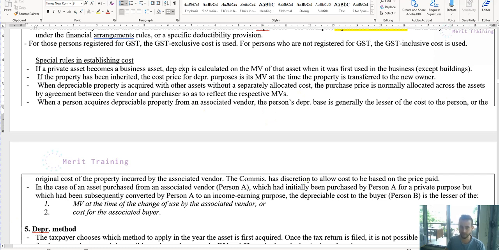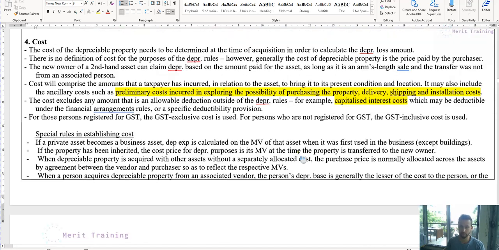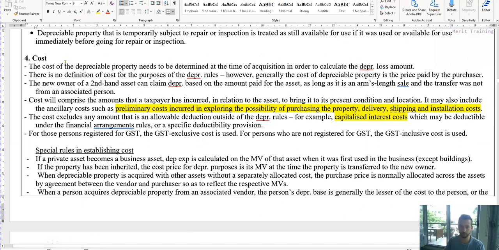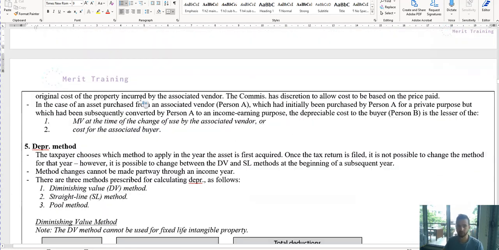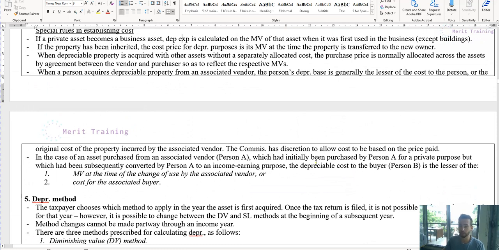In the case of an asset purchased from an associated vendor, person A, which had initially been purchased by person A for private purposes but had subsequently been converted by person A to an income earning purpose, this person has purchased an asset from another person which has been converted by that other person from private to income earning purposes. So for person B, the buyer, person B hasn't done any of those changes. They're merely purchasing an asset which has previously, from the seller, been converted to an income earning purpose. And if you remember above, the rule for doing that, if you do convert it, is basically to convert it to the market value of the asset. However, if you're purchasing that asset from someone else who has done that to market value, person B, the buyer, calculates the depreciable cost as the lesser of A, market value at the time of change of use by the associated vendor, or B, the cost for the associated buyer.